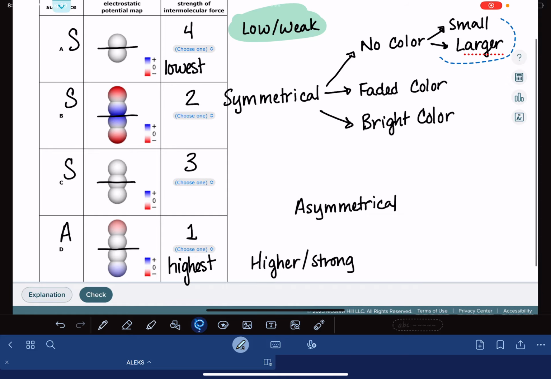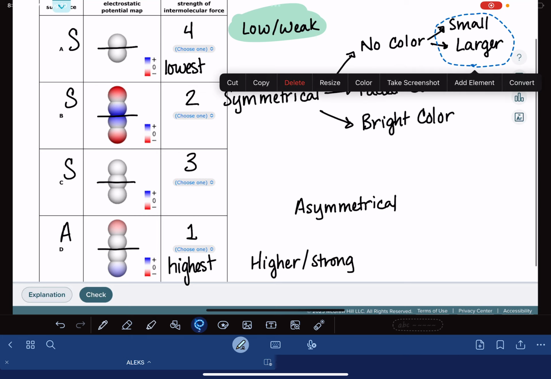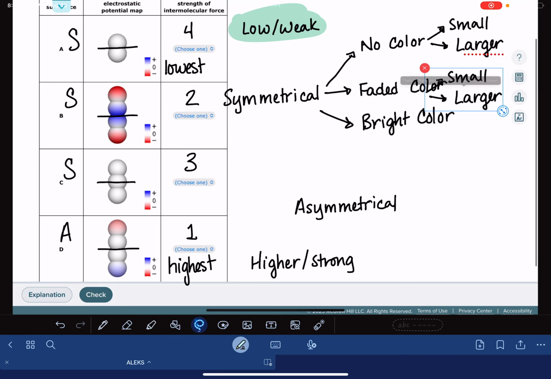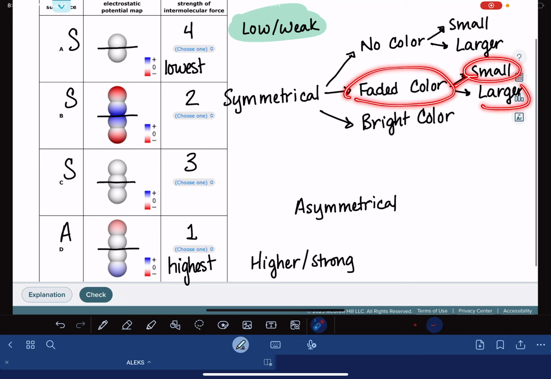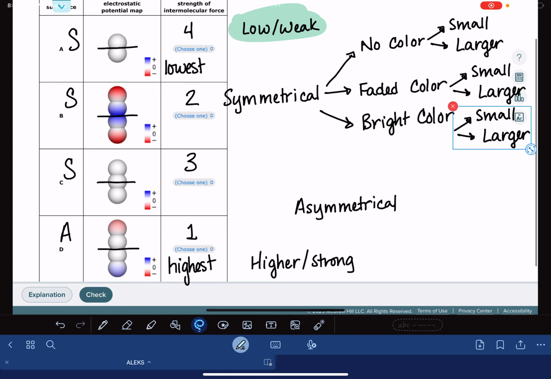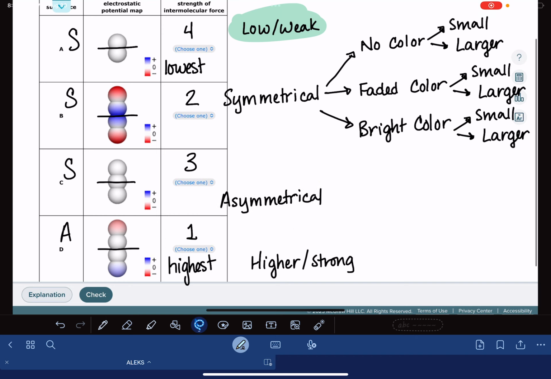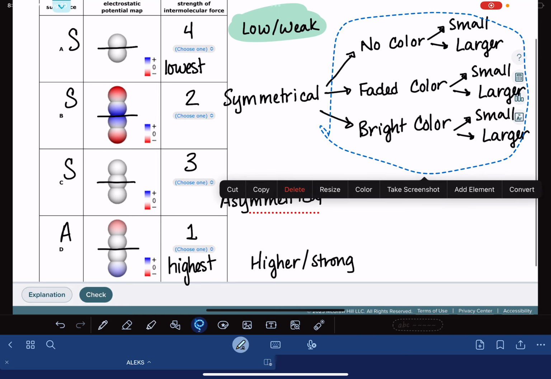Now this idea with the colors, we can translate that to everything else here. If you had two symmetrical molecules that both had faded colors, the smaller of these two would be weaker, the larger would be stronger. If you had two symmetrical molecules that both had bright colors, then the smaller of those two would be weaker and the larger would be stronger. Now, what if in your problem you had more than one asymmetrical molecule and you had to distinguish them from each other? What would you do? In that case, you would just apply this exact same flow chart as well.